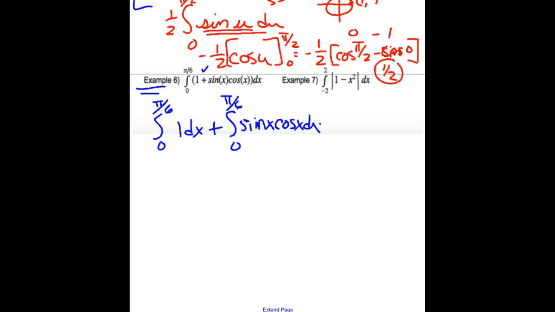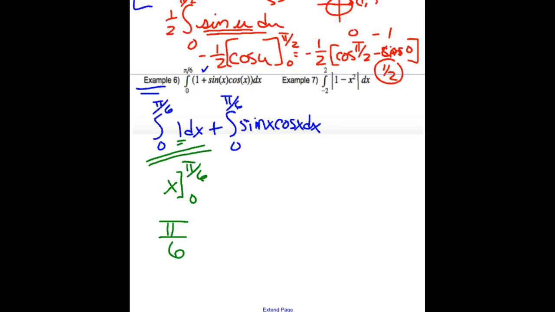And I probably won't finish this one, but I'll start it. This one right here, no need to do anything fancy. You know the antiderivative of 1 with respect to x is x. I don't need to change the limits because there's no u sub. So what this applies to the actual answer would be pi 6ths minus 0, or just pi over 6.